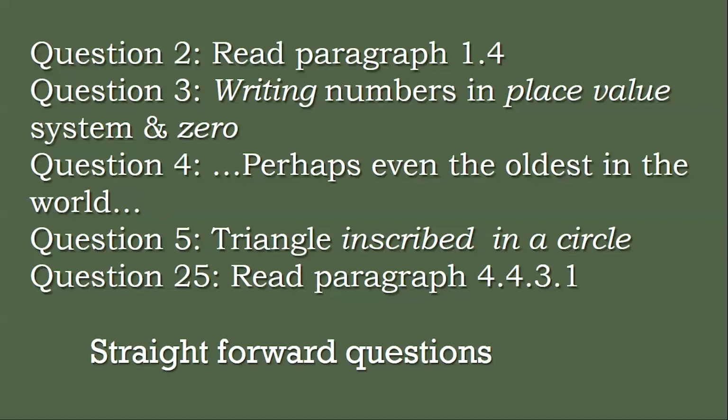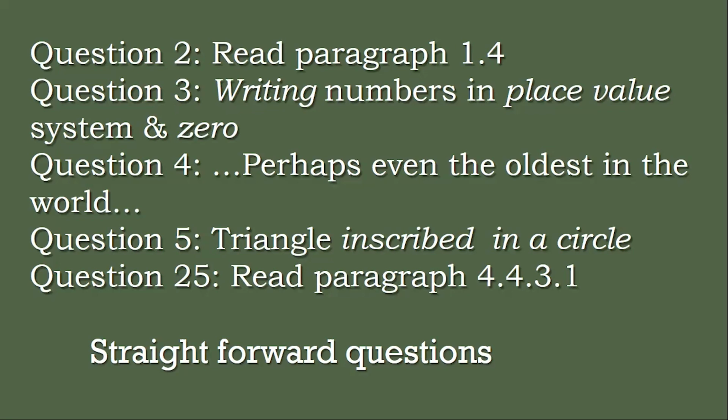Question 3 is writing numbers in the place value system and 0. Who discovered that, or who were the creators of that, what nation? The keywords that you must look for there is who started writing numbers in the place value system, and they also started with the symbol for 0. That question you will be able to answer from straight reading.